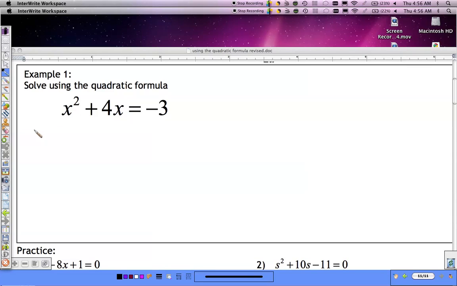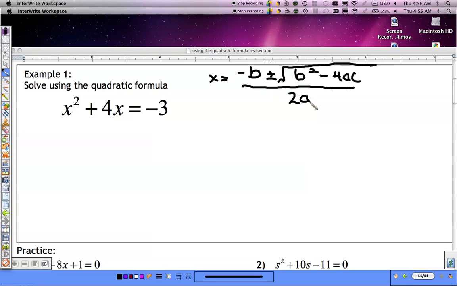Alright, so today we are learning our last new method for solving quadratic equations, which is using the quadratic formula. And of course that is x equals negative b plus or minus, that's where we get our two solutions from, the square root of b squared minus 4ac, 4 times a times c, and then that whole big thing divided by 2a.